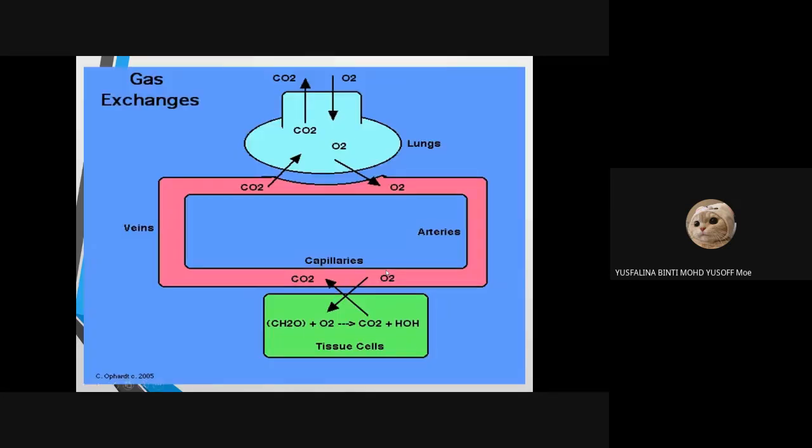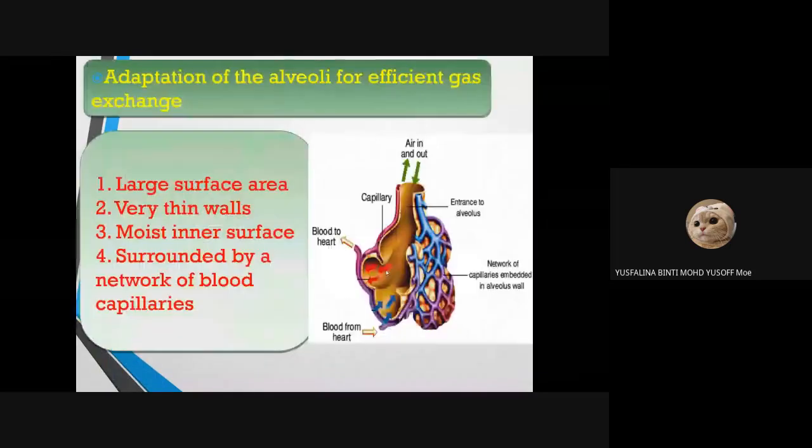Okay, next we see the adaptation of the alveoli for efficient gas exchange. The first one, they must have a large surface area, to increase the rate of diffusion. And then they must have very thin walls. Usually the size of a cell is about 10 micrometers. Micro is 10 to the power of negative 6, so 10 times 10 to the power of negative 6. That is the thickness of our cells. And then the next one is that they are surrounded by a network of blood capillaries. So there will be a lot of blood capillaries that attach to the alveolus for the gas exchange. So this is the adaptation for the alveolus.